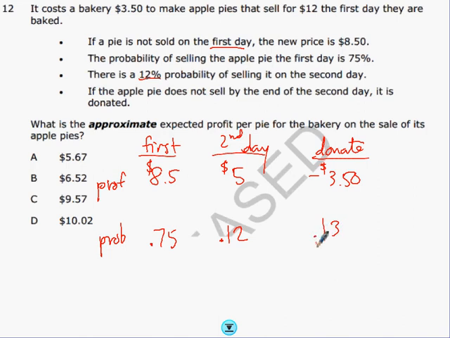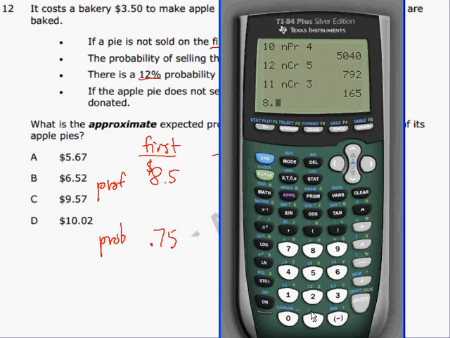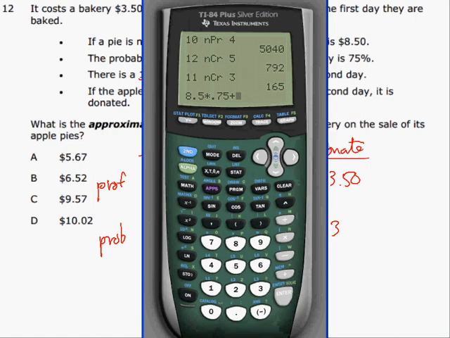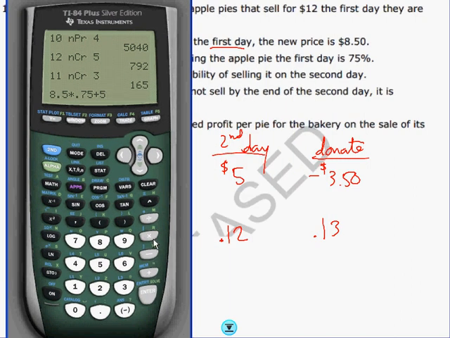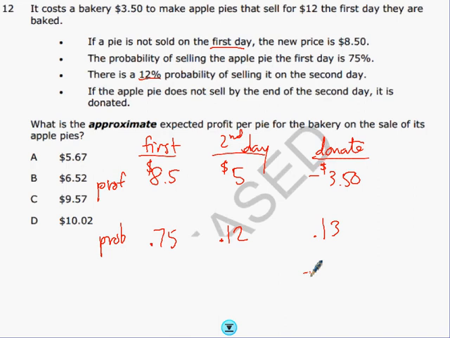Okay, so what I'm going to do is multiply each of these by the percent probability, and then add those up. So let's just do that. We got $8.50, there's about a 75% chance. So we're going to add to that $5 times the 12% chance that they sell it on the second day. And finally, we're going to subtract $3.50 times the 13% chance that they donate the pie. $6.52. We're going to call that the expected profit per pie.